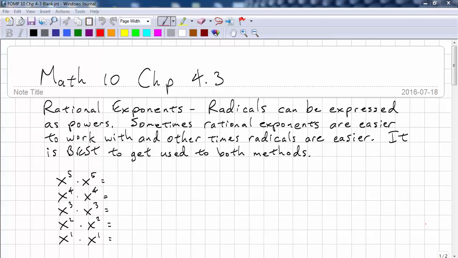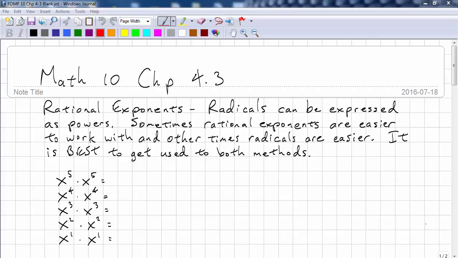This is Foundations of Math and Pre-Calculus 10, Chapter 4.3. This time we're going to be looking at rational exponents. So, radicals can be expressed as powers. Sometimes rational exponents are easier to work with, and other times radicals are easier. It is best to get used to both methods.